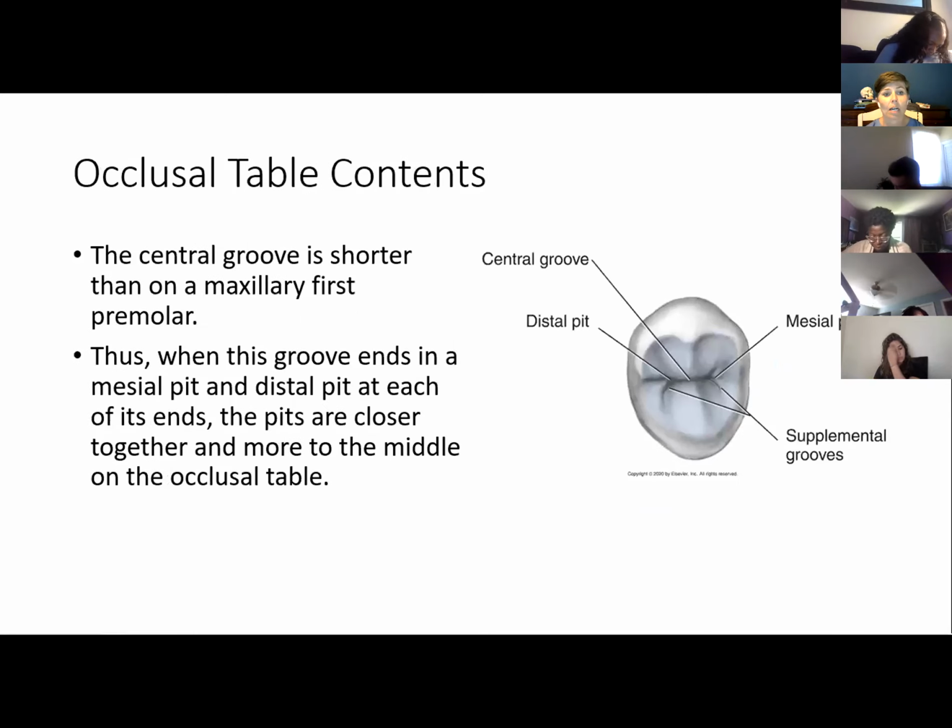All right. Again, we have our central groove, which is a little bit shorter than the maxillary first premolar. And thus, when the groove ends in the mesial pit and the distal pit, at each of its ends, the pits are closer together and more in the middle of the occlusal table. So you can see here, here's your distal pit, here's your mesial pit. You have some supplemental grooves, but there's no mesial groove that goes over that mesial ridge, right?